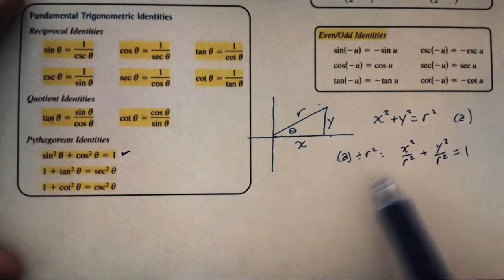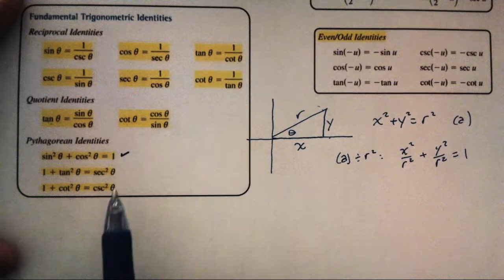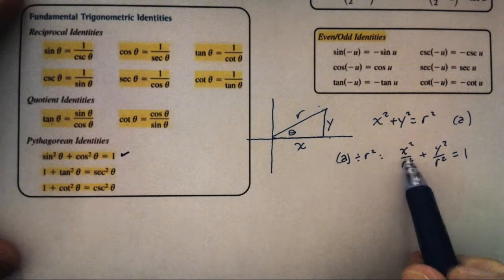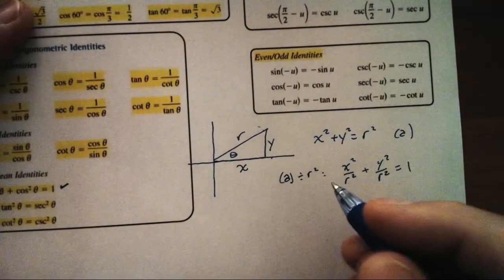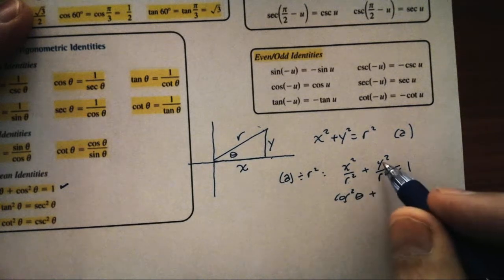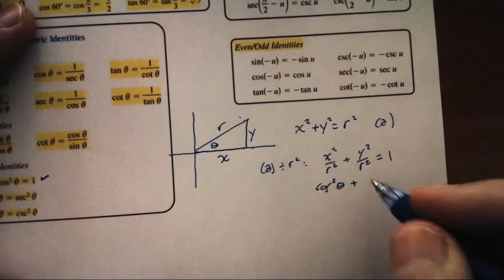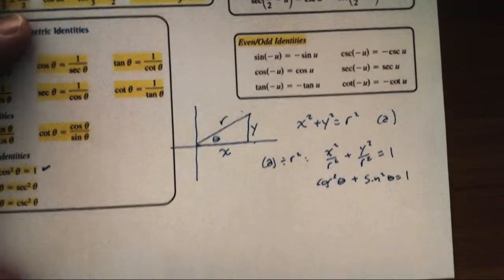And why might we do that? Well, because trigonometric functions are just ratios of side lengths, so we're just going to create ratios here. x on r is cosine, so this is cosine squared of theta. y on r, likewise, is sine, plus sine squared of theta equals 1.